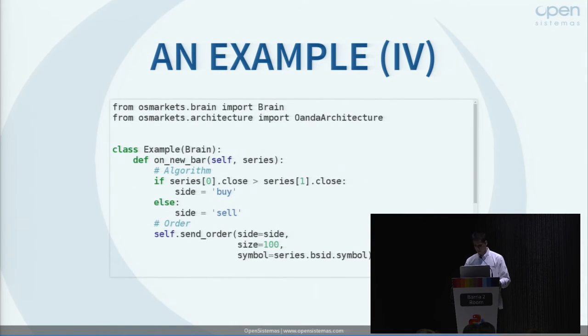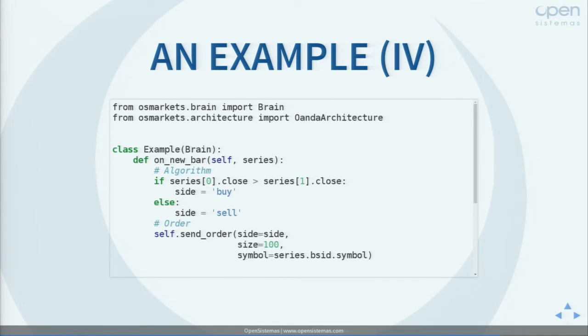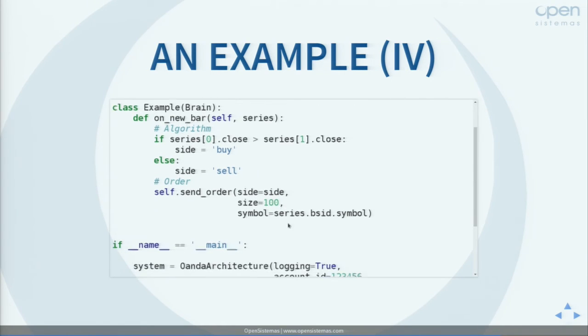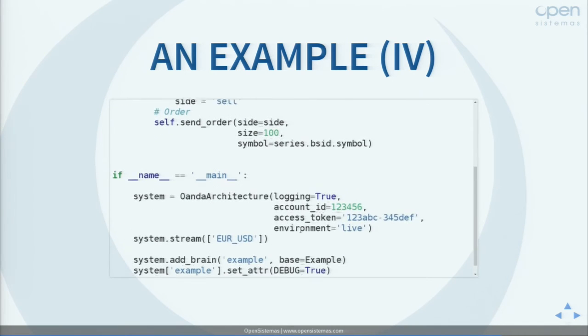This would be another example, in this case of OS Markets. In this case, we're going to define a class that inherits from Brain, because we can also use object-oriented programming if we like to. So we're just telling this agent that on new bar, this is the behavior. If the close value right now is higher than before, we're going to buy, otherwise we're going to sell, and then we send the order. It's pretty simple, and it's stupid, and don't do it with your money, of course.